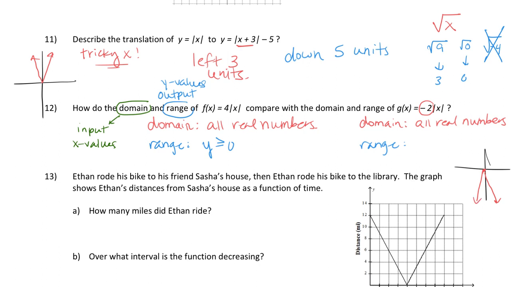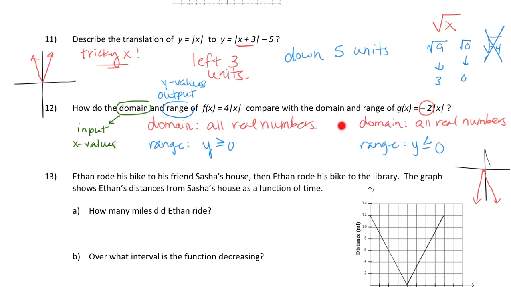So we can see that for our function g of x, we don't have any part up here with the positive y's. It starts at 0, and we have all these negative y's. So the range for this function, we would say, is y is less than or equal to 0. So how do the domain and range compare?